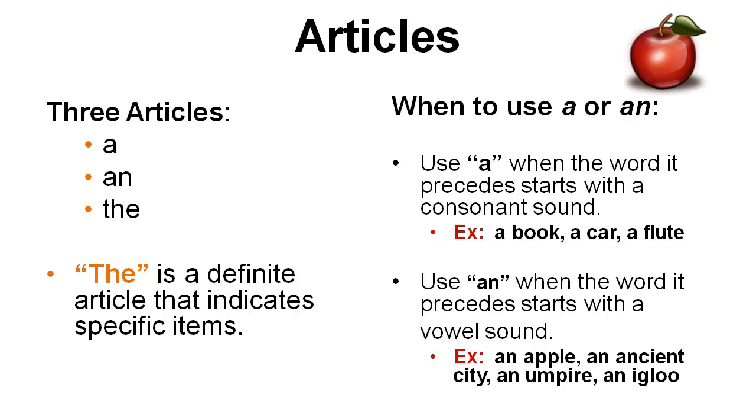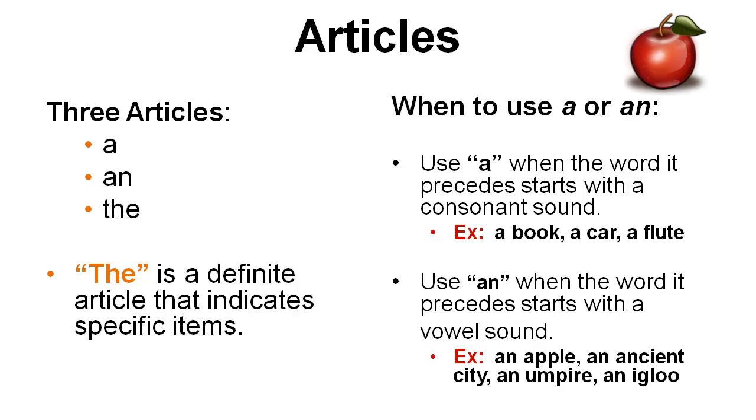All right, let's take a look at the good old article. There are only three articles: a, an, and the. Articles are not prepositions, all right? So make sure that's clear. The is a definite article that indicates specific items. A and an are called indefinite articles. That's just a fun fact for you. You want to be able to recognize them, but don't get bogged down by the technical terms there.